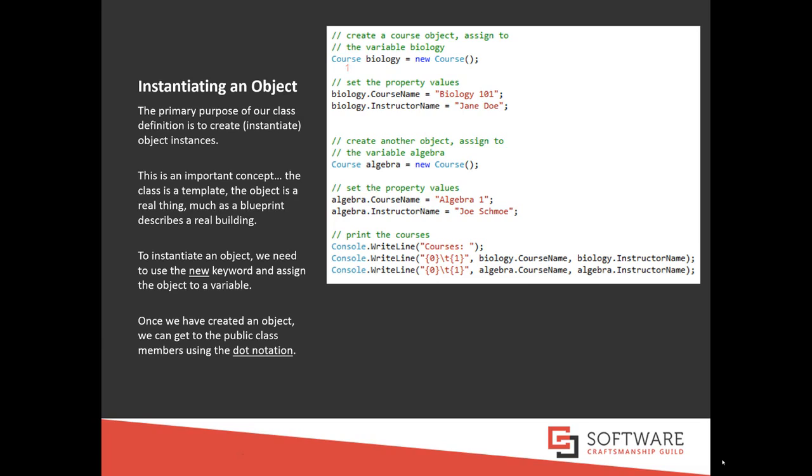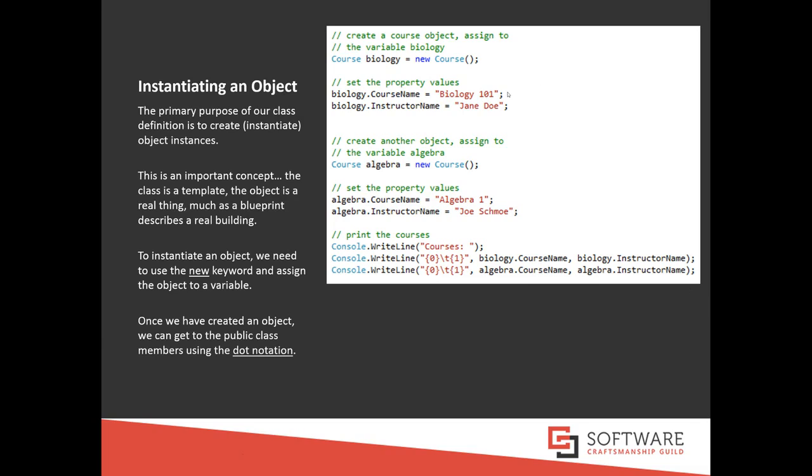Type course, name of variable biology, set that variable equal to a new course. And then what C# does is it goes out and it looks at the class definition of course. And it says, oh, I see that you have two string properties, a course name and an instructor name. Let me create an object that has those properties on it. Now in the next line here, we can set these property values. We can manipulate this data.